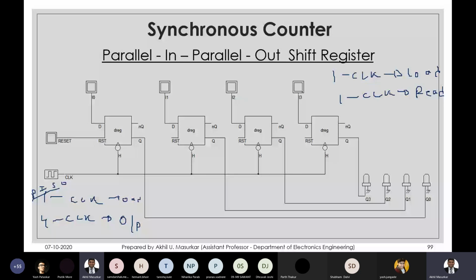Please note in this figure, this is your LSB and this is your MSB, and here this is the MSB and this is the LSB. That is why Q0, the LSB, is connected to the output of the LSB itself. So this is D0, D1, D2 and D3.